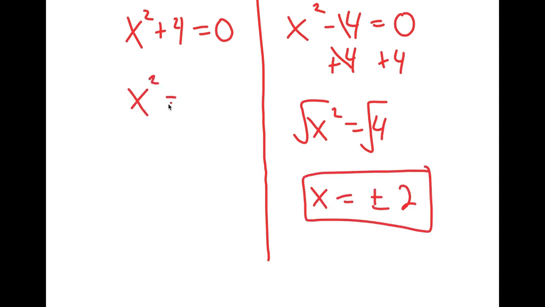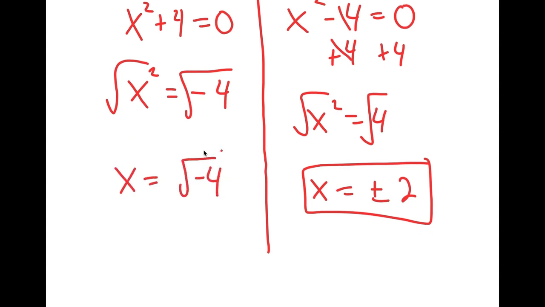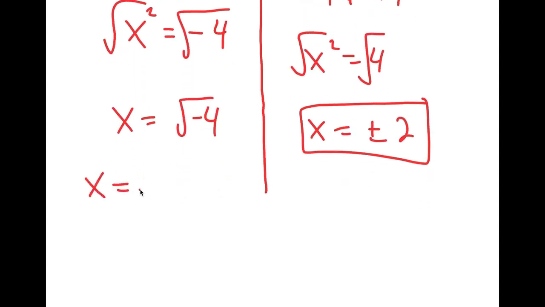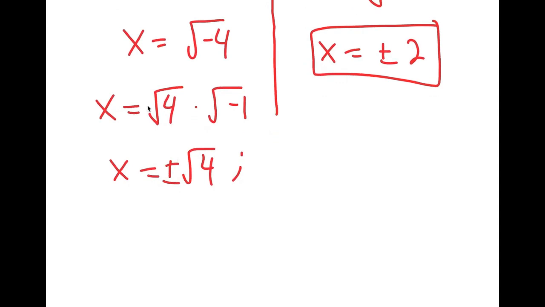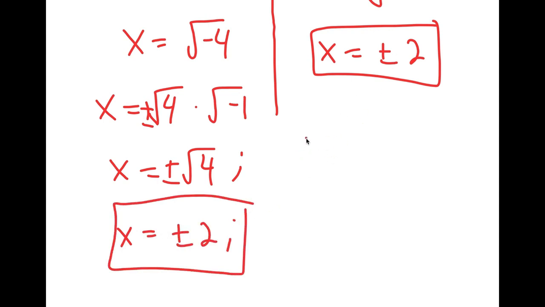Now for x squared plus 4 equals 0, I'm going to subtract 4 on both sides. So I get x squared equals negative 4. I'm going to do the same thing. Take the square root, so I get x is equal to the square root of negative 4. And the square root of negative 4 is equal to the square root of 4 times the square root of negative 1. And if you guys didn't already know, the square root of negative 1 is equal to i. So I get the square root of 4 times i, and this is positive or negative, by the way. So I get x is equal to positive or negative 2i. So these are my four solutions.